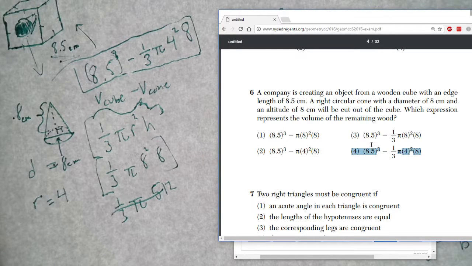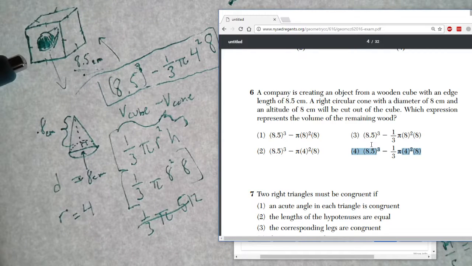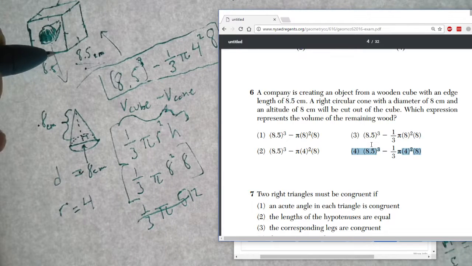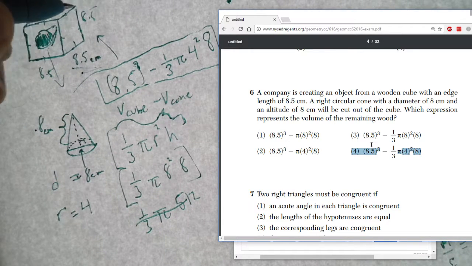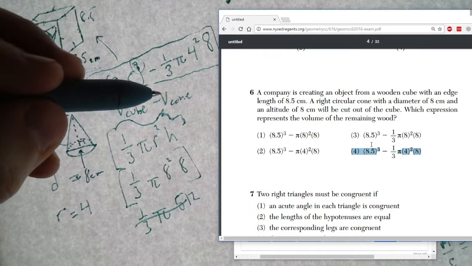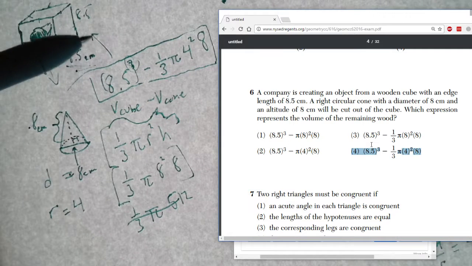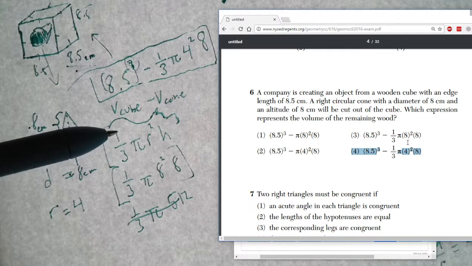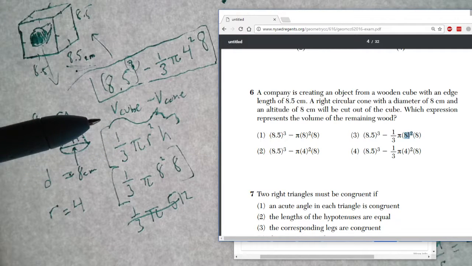You just look at your general prism formula for this, which is the area of my base. My base was 8.5 squared times the height, 8.5, which gives me 8.5 cubed. That's my volume for my cube. And I take away the volume of a cone. You look that up in the reference table, and it's 1/3 pi r squared height. The one tricky part is do not put your diameter as the r. It needs to be a radius. I need to take the diameter and divide it by 2. The correct answer here should be number 4, this equation right here.